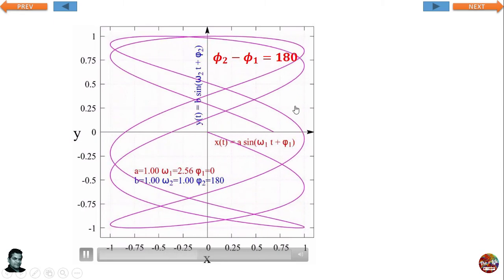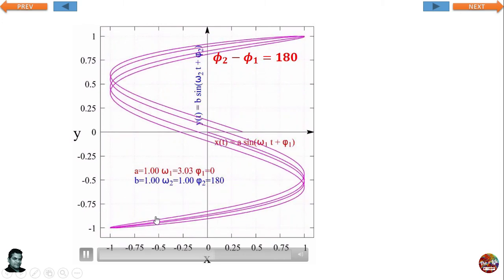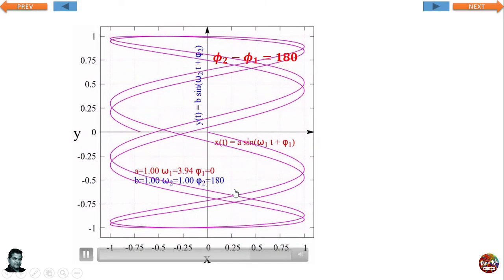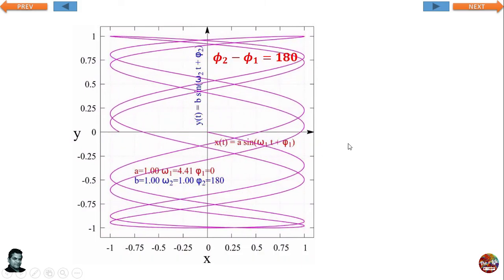So these are some of the interesting Lissajous figures that you can see in case of a coupled oscillator consisting of two oscillators. Thank you very much.